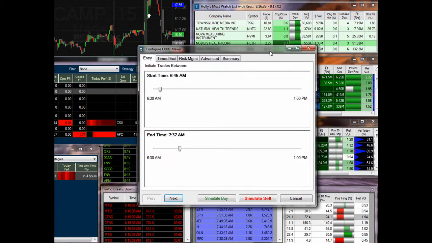This gives you access to the backtesting module, which is essentially what our artificial intelligence Holly is built on, but this allows you to configure it and run it manually. The first tab in the configuration window selects entry time.